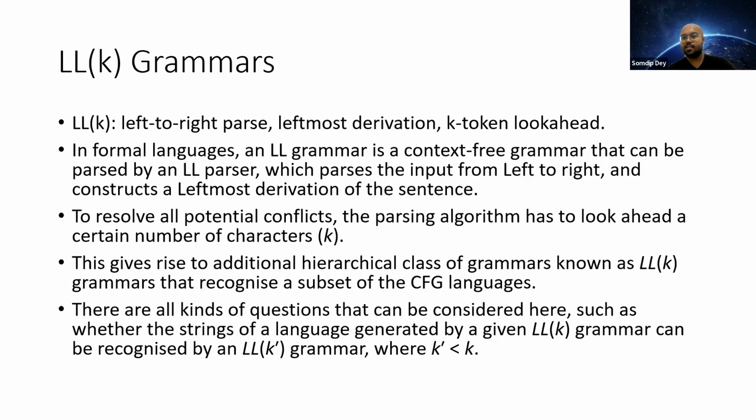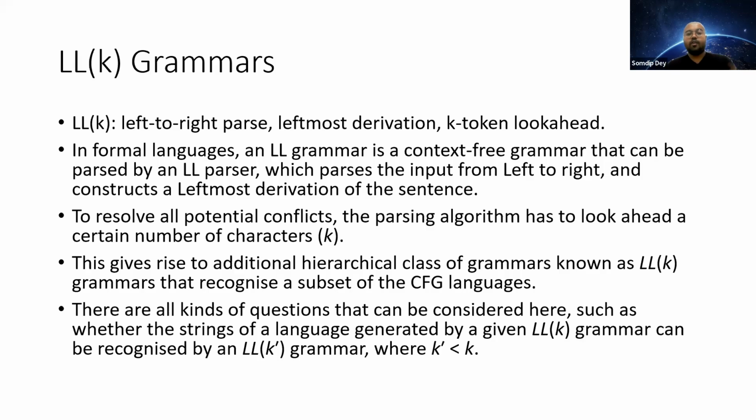So in formal languages, an LL grammar is a context-free grammar that can be parsed by using an LL parser, which parses the input from left to right and constructs a leftmost derivation of the sentence. To resolve all potential conflicts, the parsing algorithm has to look ahead a certain number of characters, which is k number of characters. We have someone posting something in chat. Okay, why not LR(k)? We will be discussing LR(k) shortly, Curtis. So be patient, we are reaching there, okay?